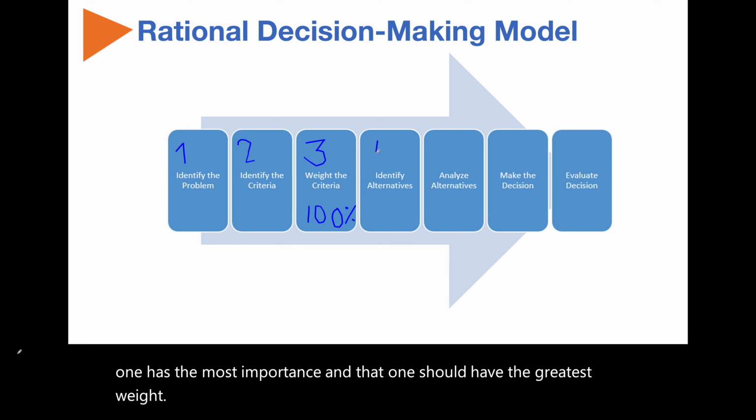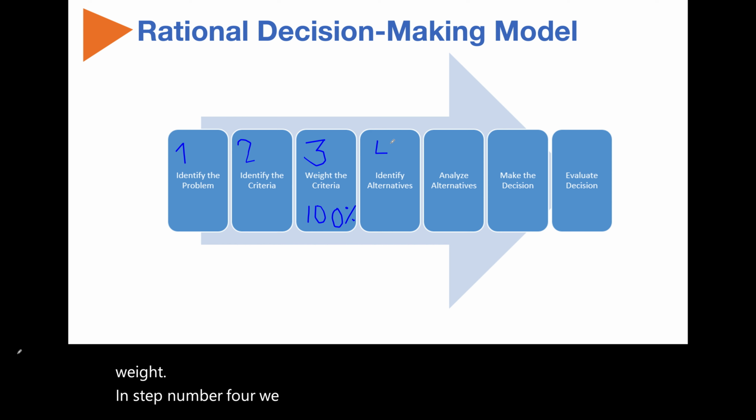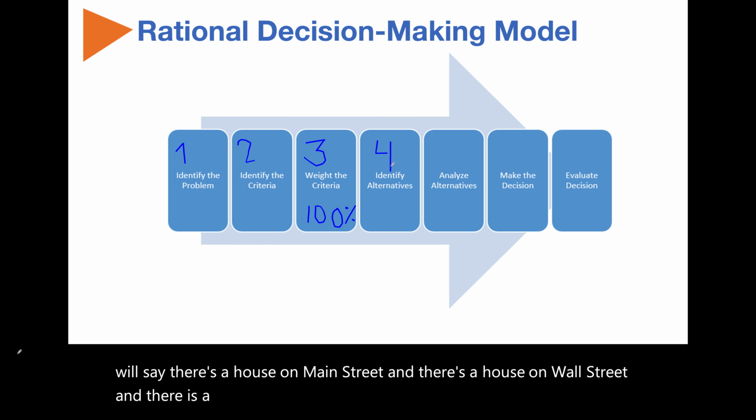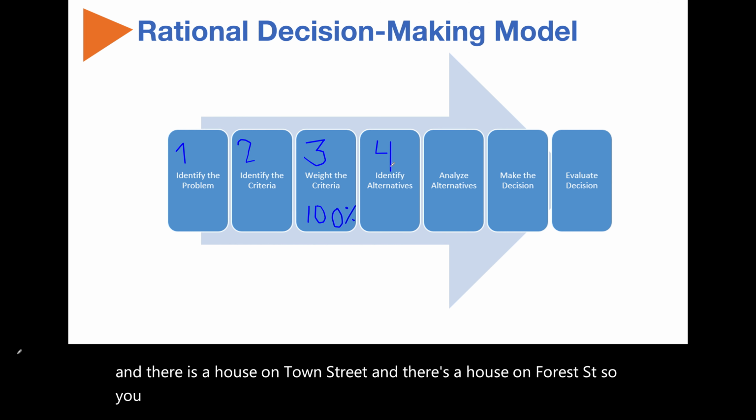Now, in step number 4, we are actually looking at the alternatives. So here you will say, well, there's a house on Main Street, and there's a house on Wall Street, and there's a house on Town Street, and there's a house on Forest Street. So you come up with your alternatives in step number 4.